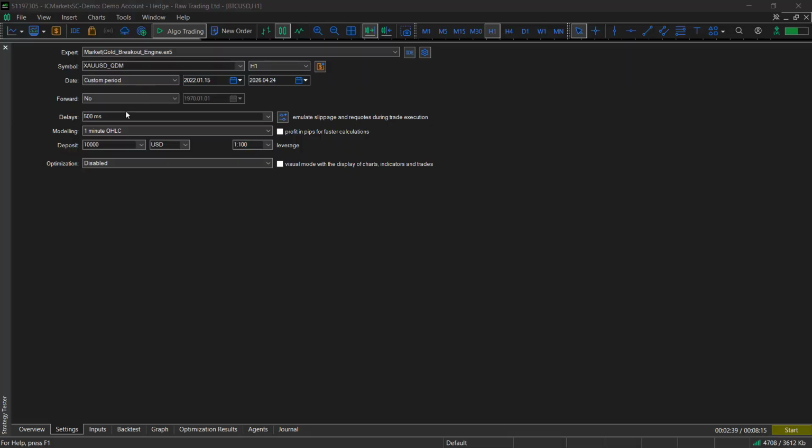I know this may sound a bit complex at first, but once you understand the main idea behind it, you will start to see how powerful this setup can be. If you have any questions, feel free to ask them in the comments, and I'll do my best to answer all of them. Now let's run a backtest.